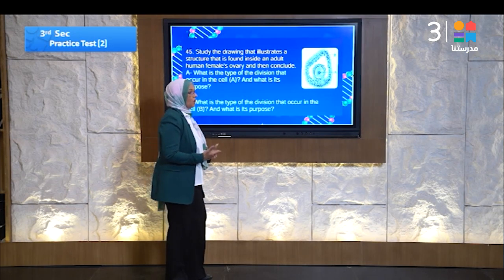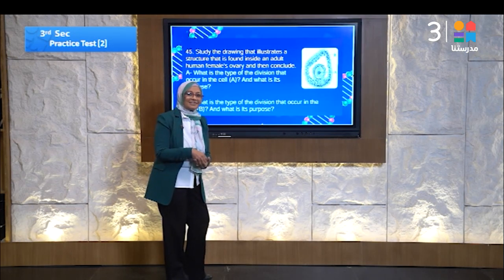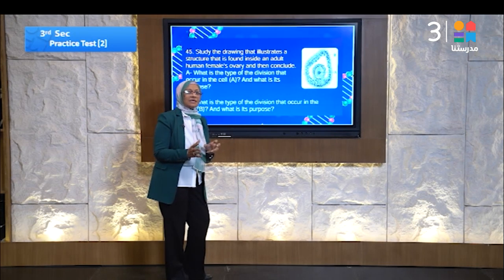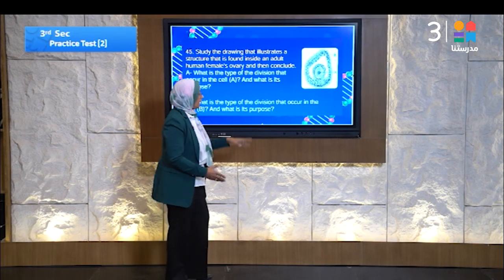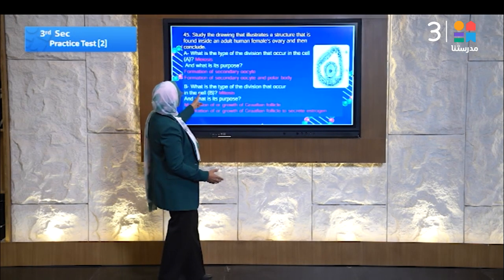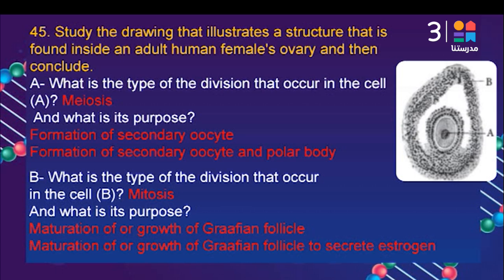A has one cell only inside the ovary. It will be the ovule. It is produced by meiosis, forming the secondary oocyte and the polar body. Yes, it's a cell division. Its purpose is to produce the secondary oocyte and polar body by meiosis. That's A, inside the ovary.